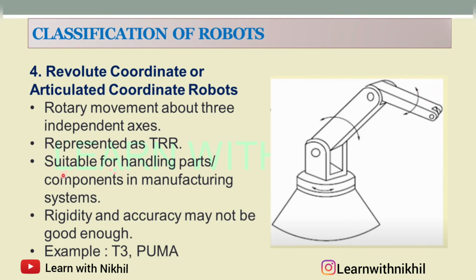Suitable for handling parts and components in a manufacturing system. Rigidity and accuracy may not be good enough. Example: T3 and Puma.